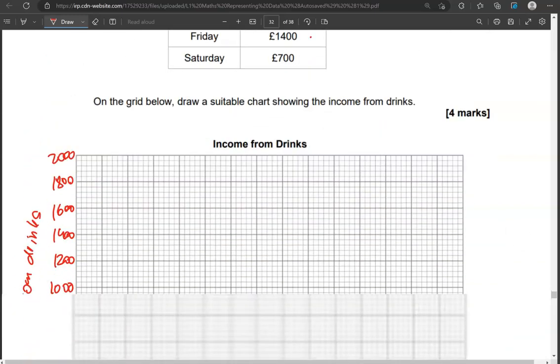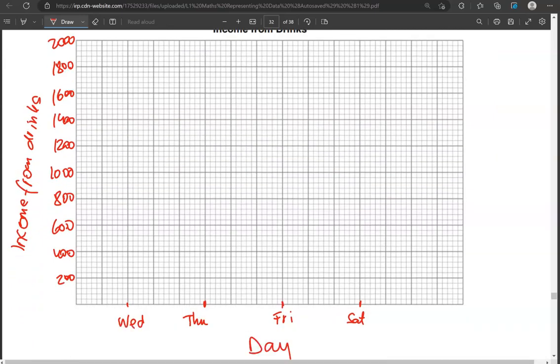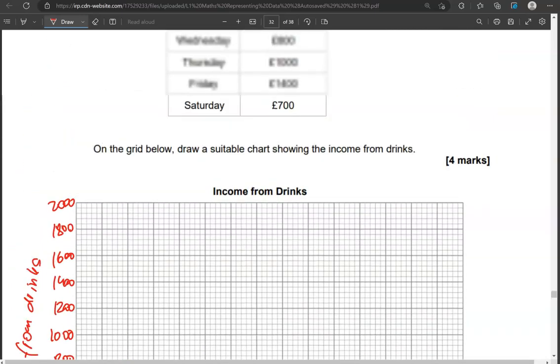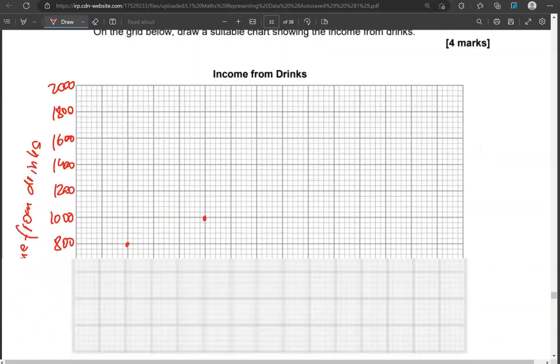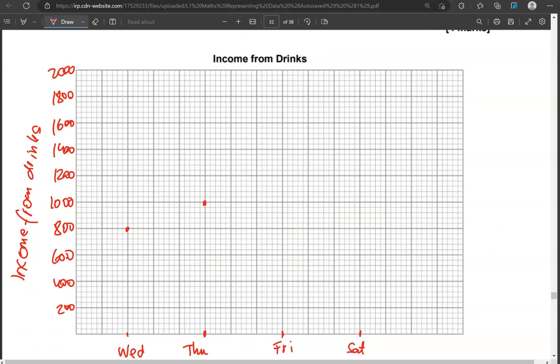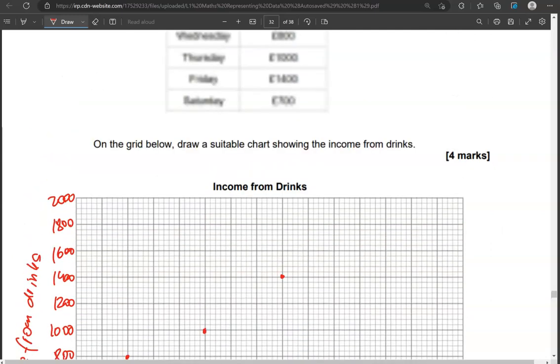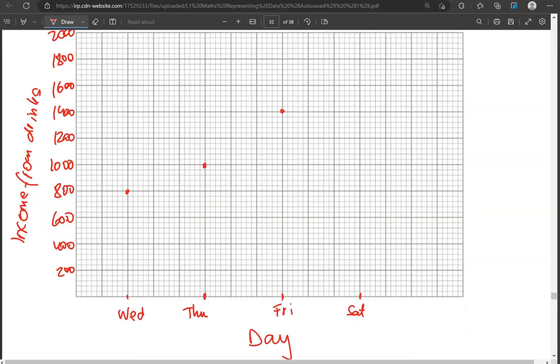So Wednesday 800, Thursday 1,000, Friday 1,400, Saturday 700. So that's halfway between 600 and 800. And that's the line graph complete.